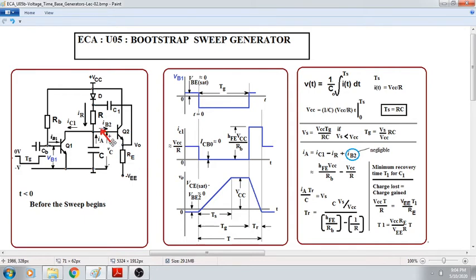So now let us try to analyze the magnitude of the base current. What is the magnitude of the base current? The magnitude of the base current is very, very small. Now why is it very, very small? Because Q2 is a buffer, which means the input impedance has to be very large.